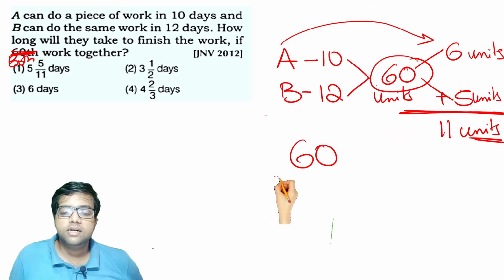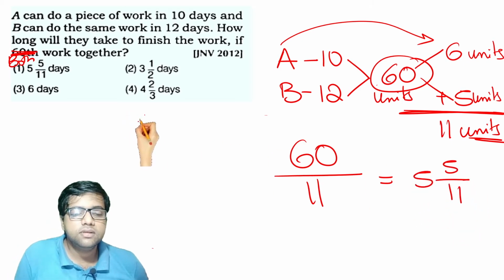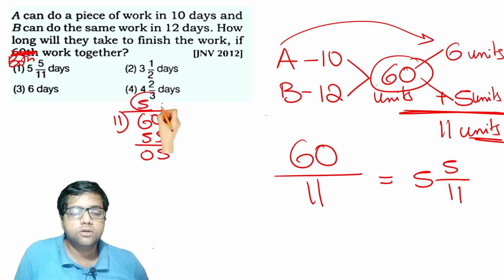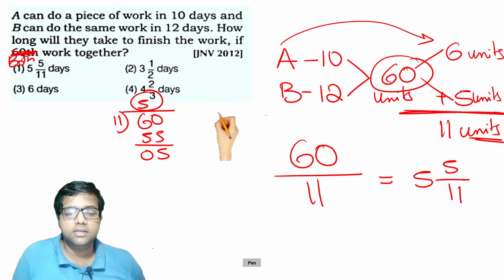So you need to divide 60 by 11. You will get 5 by 11. How? 60 divided by 11. Let's do it. 11 5s are 55. Your remainder is 5. So 5 will come to the whole number. I will write it in short.